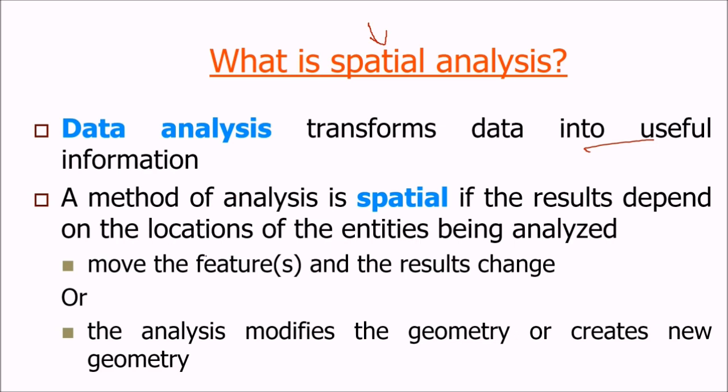So the method of analysis is spatial if the results depend on the location of the entities being analyzed. So we can move the feature and the result would change. Or the analysis modifies the geometry or creates a new geometry. So these are the two ways in which we can do spatial analysis.